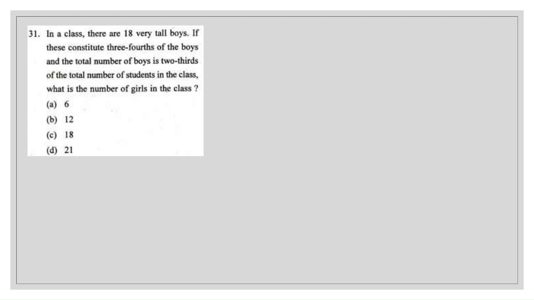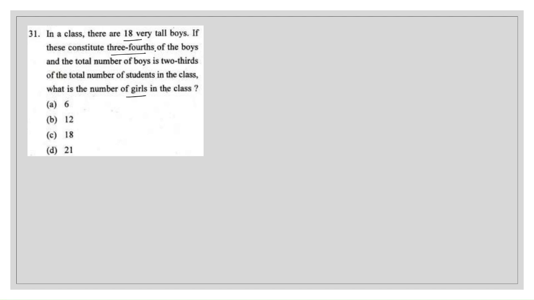So, in a class, there are 18 very tall boys. If these constitute 3/4 of the boys and the total number of boys is 2/3 of the total number of students in the class, what is the number of girls in the class? Now they say in a class, there are 18 very tall boys.